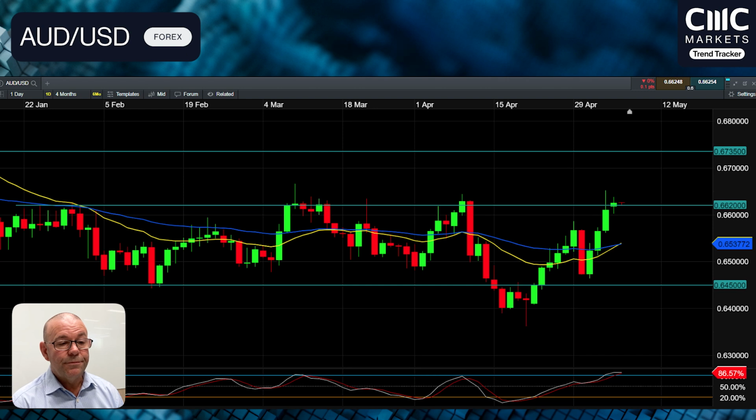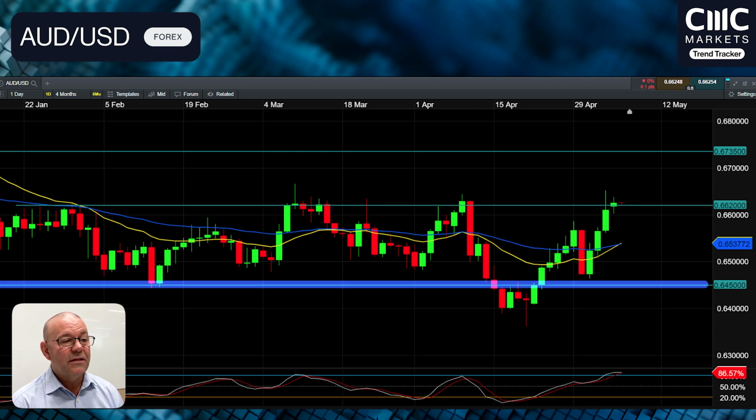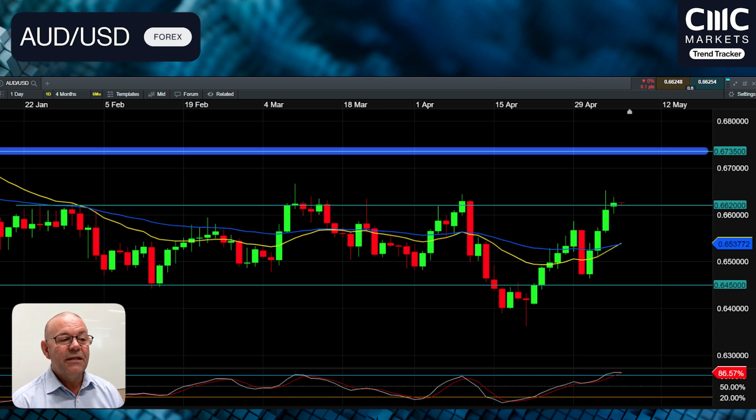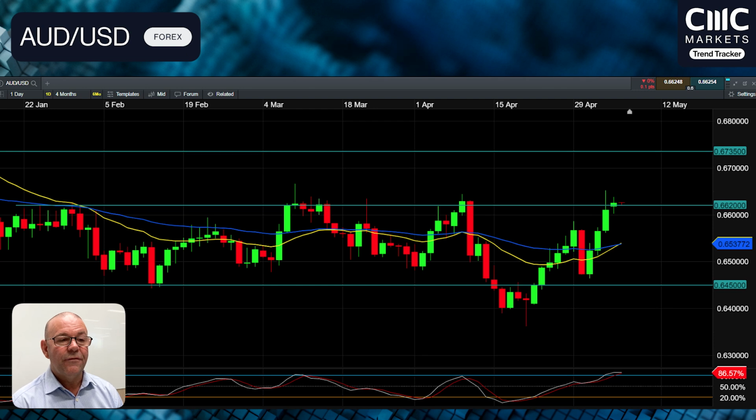Support still remains at 64.50. Resistance, if we can continue to push higher, then the next likely target and resistance level is 67.35. That concludes today's analysis.